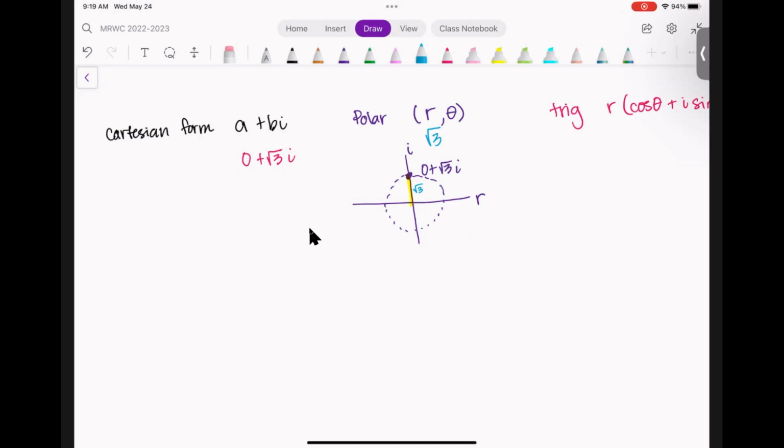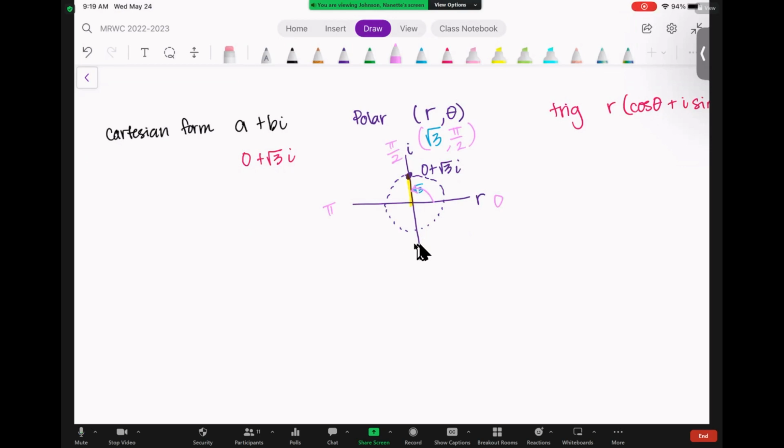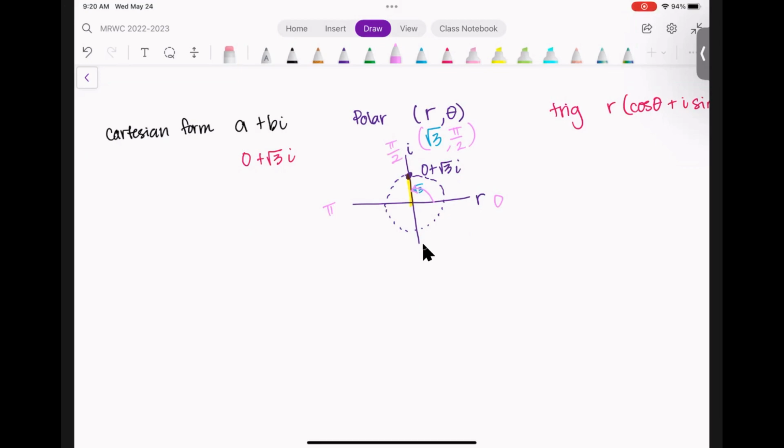Okay, so then how would I find the theta? What angle would you call this, from here to here? Yeah, it's pi over 2. How do we know it's pi over 2? Well, because this is 0, this is pi, so this is pi over 2. Anybody remember the guy down there? What's his name? Yep, 3 pi over 2.